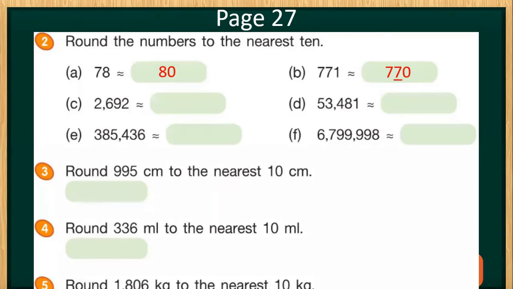Compare your answers with mine, okay? Next, letter C, 2,692. Round off to the nearest 10. The answer is 2,700. Next, letter D, 53,481. Round off to the nearest 10. The answer is 53,480.